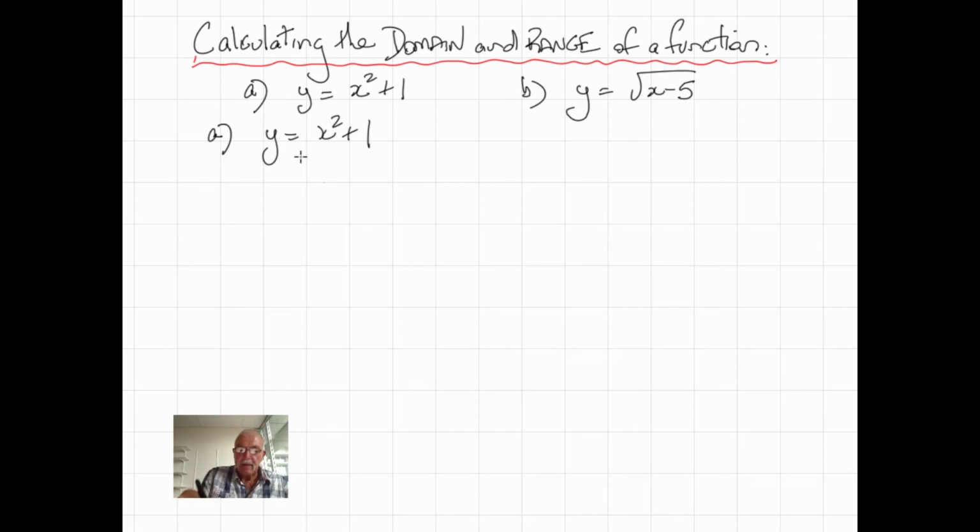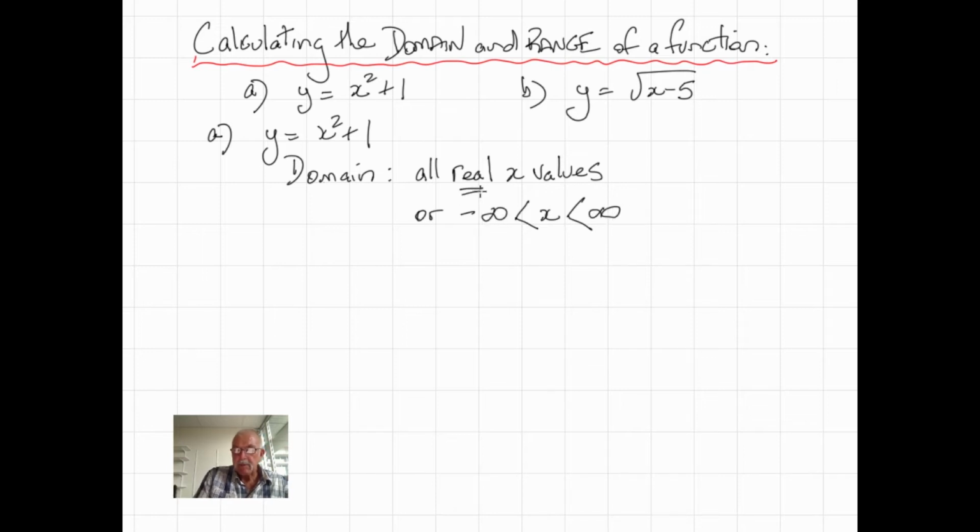Now the domain, don't forget, are all possible x values, and you can look at this here and say, well, there's no real restriction on what values x can take. So we can say the domain are all, I'll use the word real x values. Another way of writing that is that x will be somewhere between minus infinity and positive infinity.